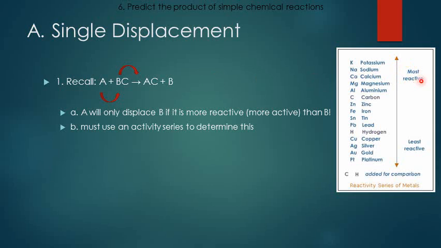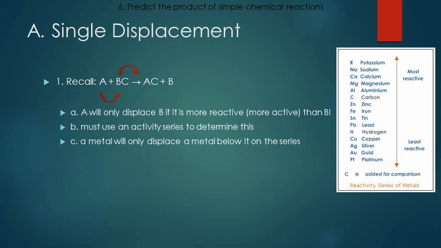So notice at the top here, these are labeled most reactive. So potassium is more reactive than sodium, which is more reactive than calcium, and so on. So if one of the elements from above is the free element, it will replace any element below it, but not vice versa. Just reading what C says here, a metal will only displace a metal below it on the series. So for example, potassium would be able to displace any of these metals here, whereas platinum would not be able to replace any of them because it's the lowest on the series.